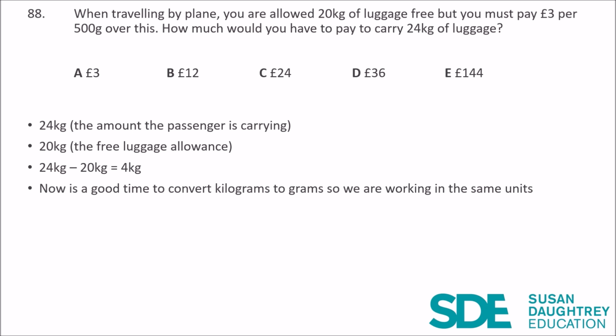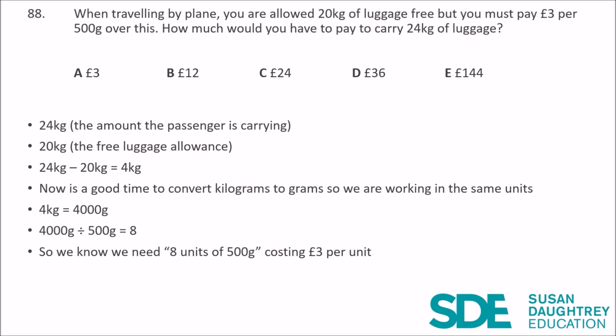Now is a good time to convert the kilograms into grams. So 4 kilograms is equal to 4,000 grams, and he's having to pay £3 for every 500 grams over. He's over 8 times, so we need 8 units of 500 grams costing £3 per unit, so he'll need to pay £24 for the extra 4 kilograms, answer C.